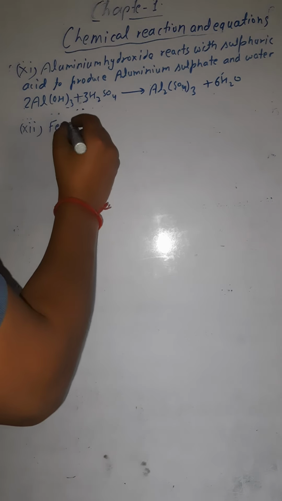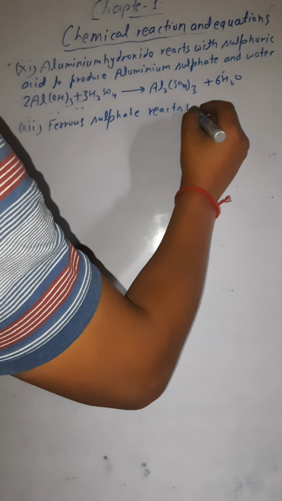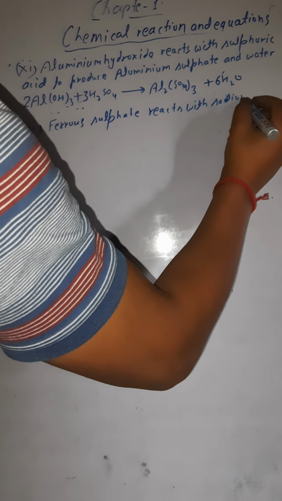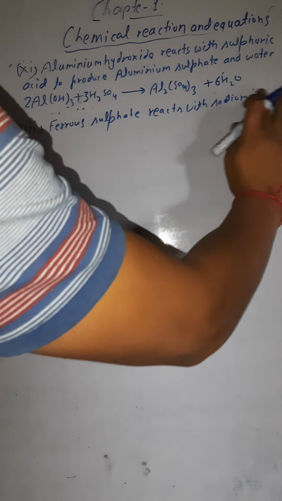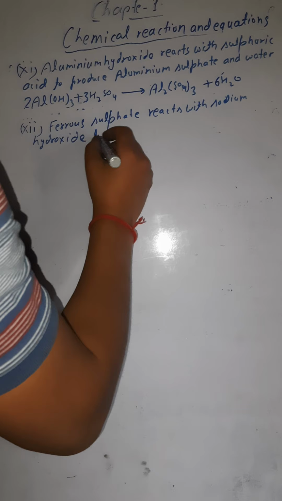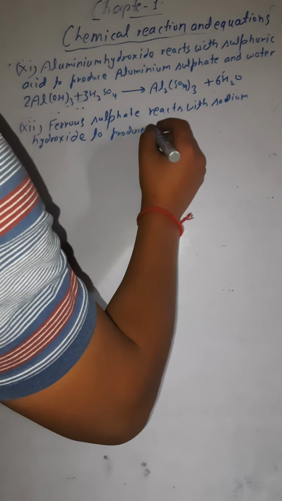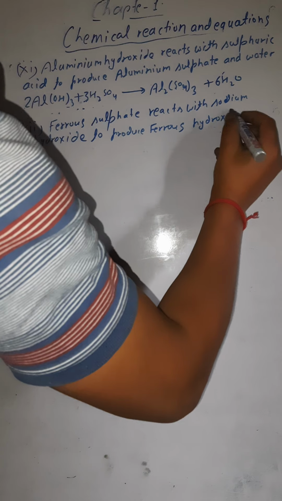The question is: ferrous sulfate reacts with sodium hydroxide to produce ferrous hydroxide and sodium sulfate. Not visible, so let me write it here.